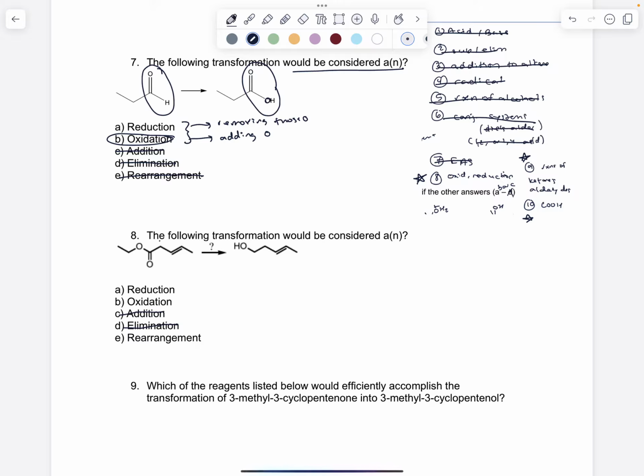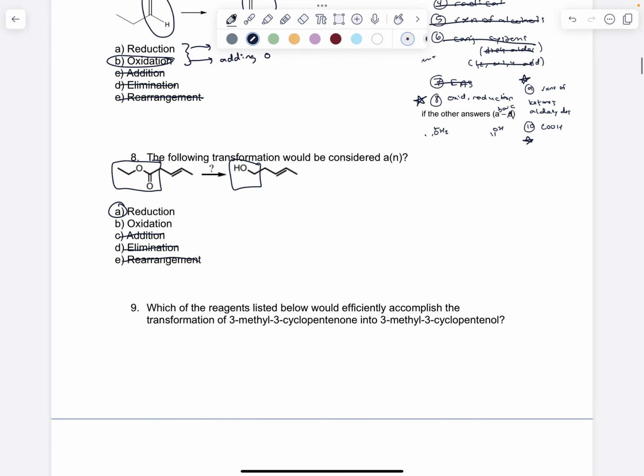And maybe I should have started with this, but I'm looking at this transition. This thing became an alcohol. So how do we get an ester to become an alcohol? Well, we definitely reduced the number of bonds to oxygen, so I think that's going to be a reduction. Rearrangement doesn't make sense.